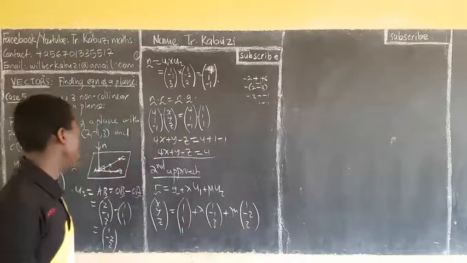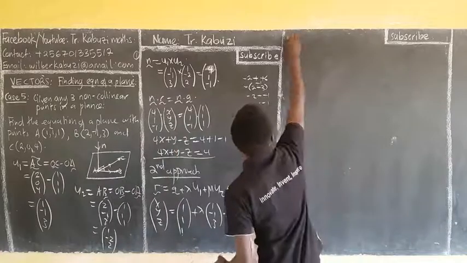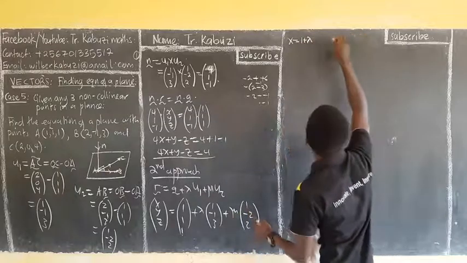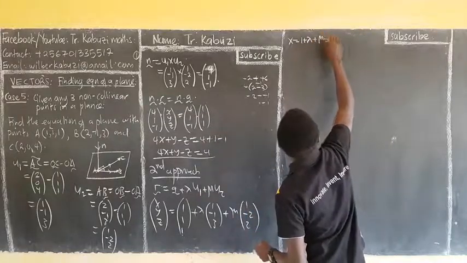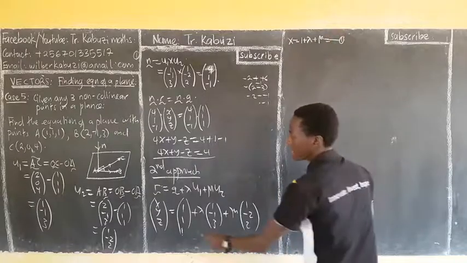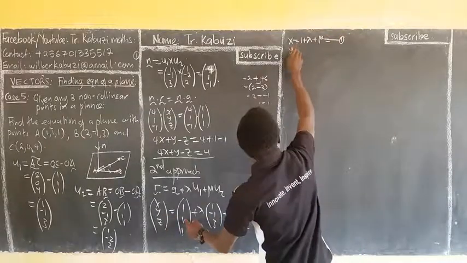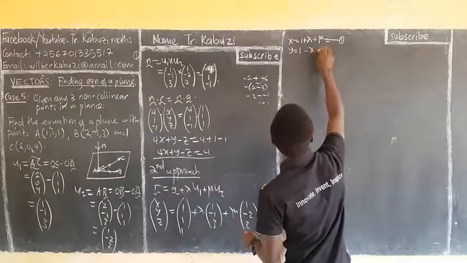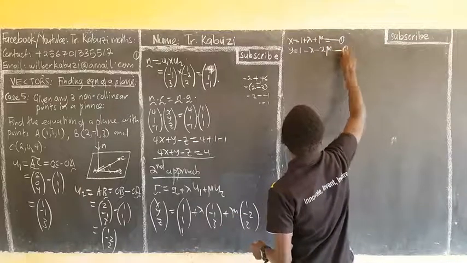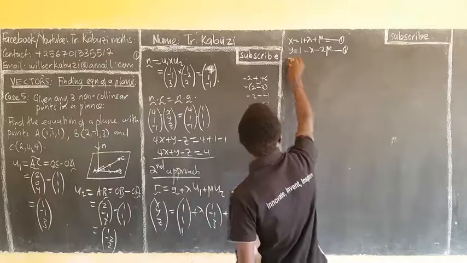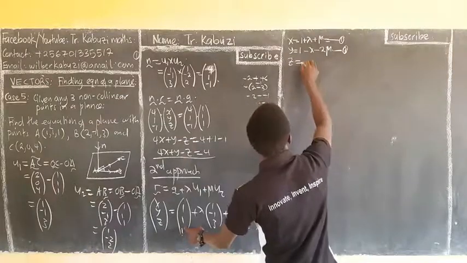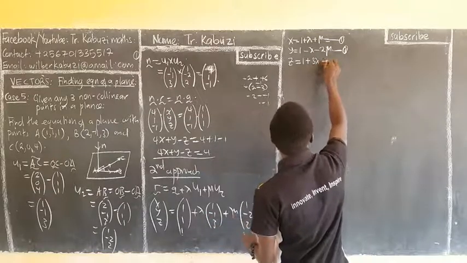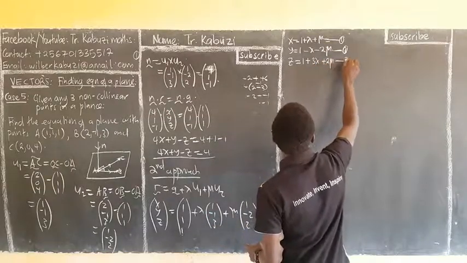So from there, we form equations. The first equation will be x equaling to 1 plus lambda, then plus mu, this is equation 1. Then the second is y equaling to 1, then minus lambda, then minus 2 mu, equation 2. Then the third is z equaling to 1 plus 3 lambda, then plus 2 mu, equation 3.